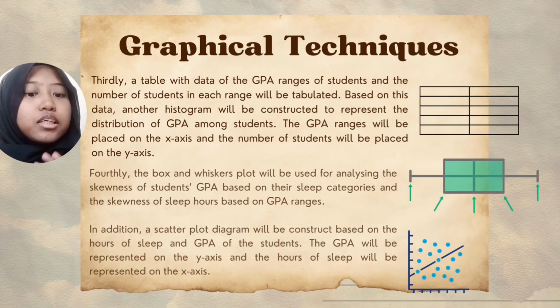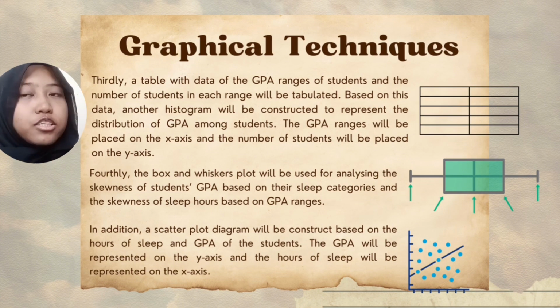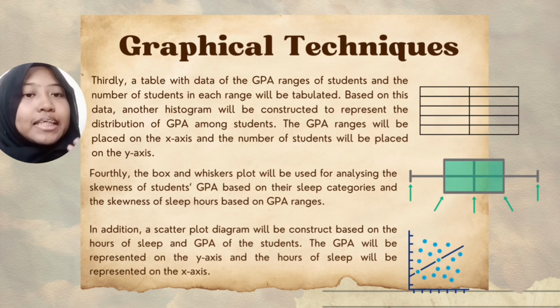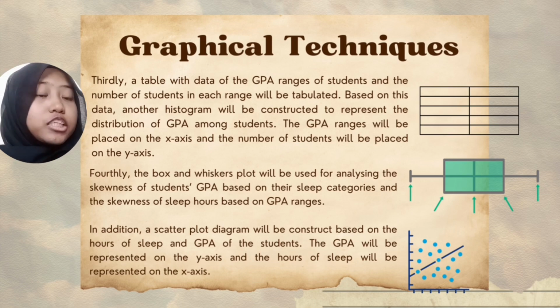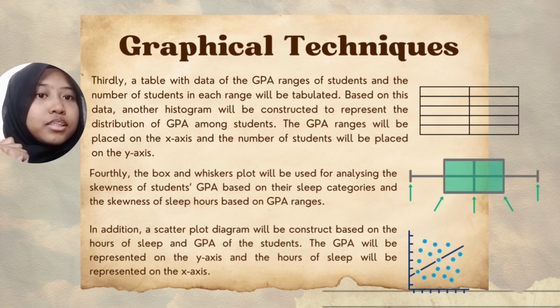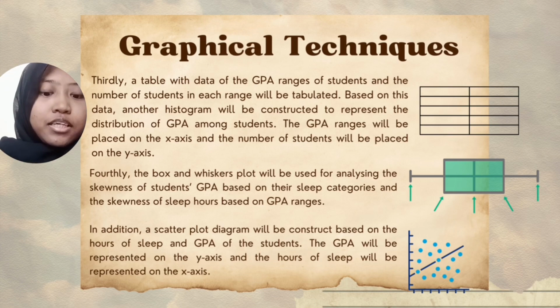Next, a table with the data of the GPA range of the students in each range will be tabulated, and then a histogram will be constructed to represent the distribution of GPA among the students. GPA range will be placed on the y-axis, while the number of students will be represented on the x-axis.